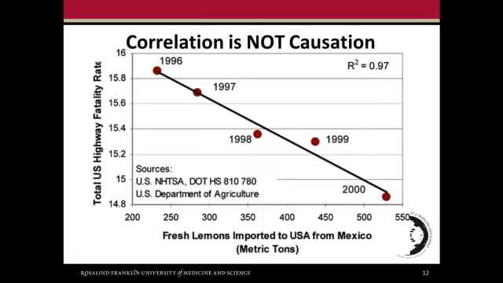You can come up with all sorts of things that are correlated but do not actually mean that one thing is causing something else. So here we have fresh lemons imported to the U.S. from Mexico, and total U.S. highway fatality rates. If we import more fresh lemons from Mexico, then this would suggest, if we were thinking about causation, that fatality rates on the highways would go down, which of course, again, doesn't make any sense.